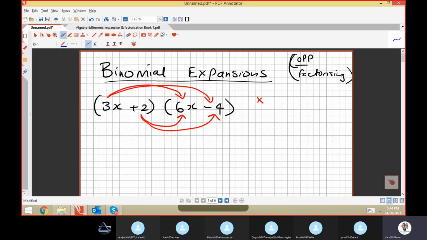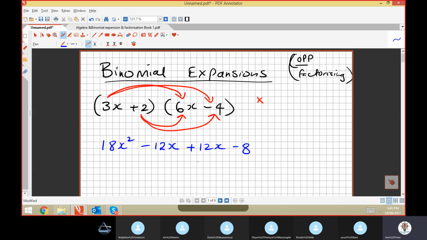So let's see. What is 3x multiplied by 6x? Jono, what's 3x times 6x? 18x squared. Yeah. Don't forget, x times x is x squared. Perfect. Then again, what's 3x times negative 4? Negative 12x. Beautiful. What's 2 times 6x? 12x. That's fine. And then what's 2 times negative 4? Negative 8. Perfect. Easier than factorizing? Yeah, I said so.